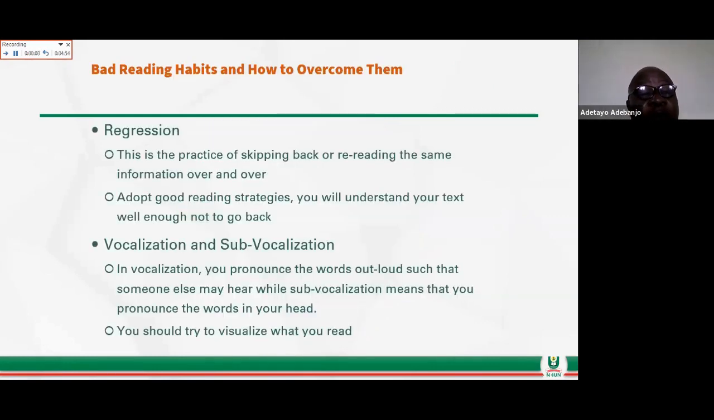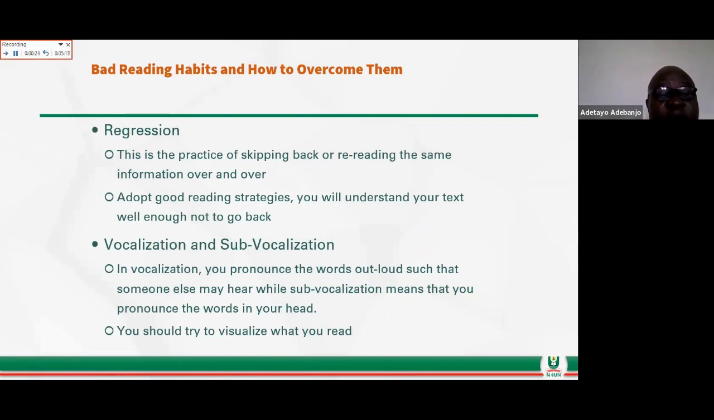So we now want to look at what are those bad habits that do not allow people to read. Why are people not really engaging their mind towards reading?